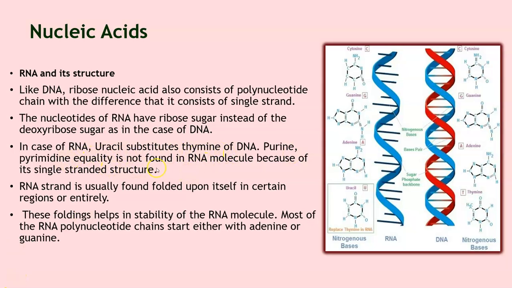Purine pyrimidine equality is not found in the RNA molecule because of its single-stranded structure. Obviously, since it's a single-stranded structure, there is no complementary base pairing, so there is no purine pyrimidine equality found. The RNA strand is usually found folded upon itself in certain regions or entirely. It's very rare that it will be entirely folded, but at times the RNA is folded at some regions. This folding helps in the stability of the RNA molecule. Most of the RNA polynucleotide chains start either with adenine or guanine.